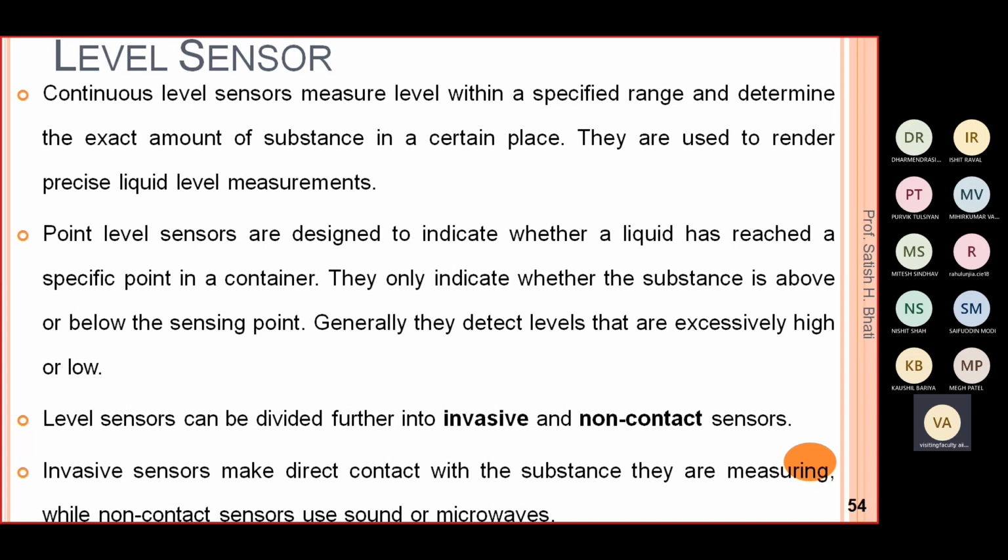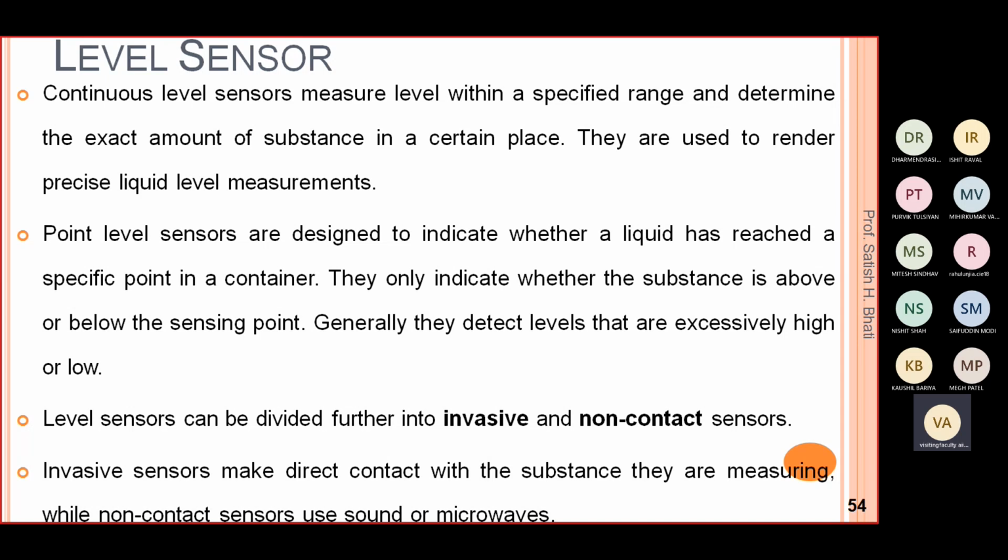Whereas point level type of sensors are mainly designed to indicate whether the liquid has reached a specific level or not. So it's like yes or no. That point level sensor you will place at some place, and it will just tell you whether the level has reached that point or not. If the level is reached, they will send you a signal that it's reached. If nothing is there, it will tell you the level is not reached, right?